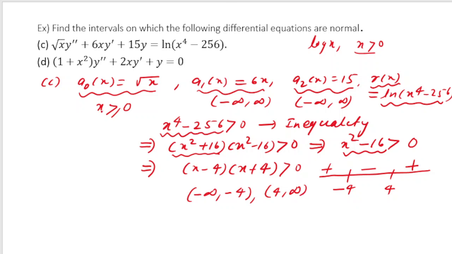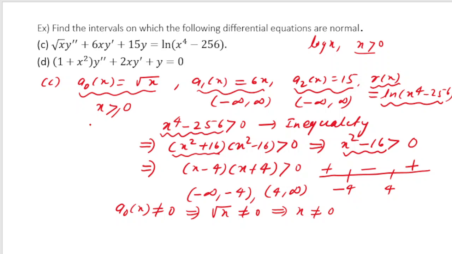But there is one more thing that we need to look at: a naught x should also not be equal to 0. So this implies that under root x should not be equal to 0. So this implies that x should not be equal to 0. So now we have all the conditions. What is the common interval in which all the coefficients are continuous, the highest order coefficient is not equal to 0, and the right hand side is also continuous?